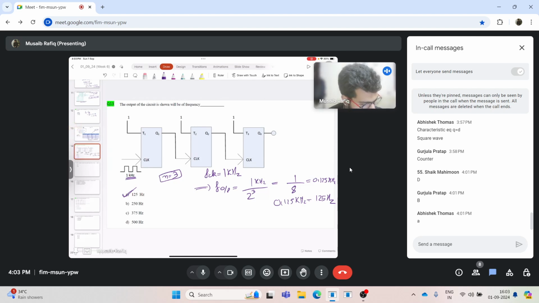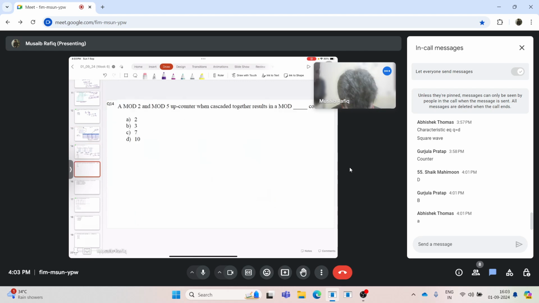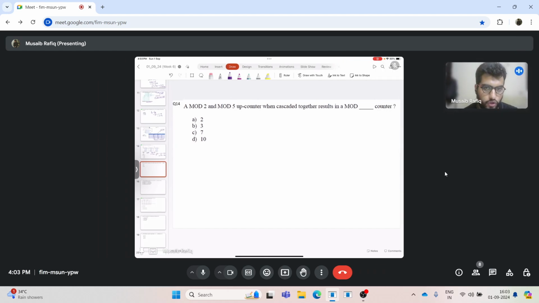Now, coming to question number 14 of today's live session, it says that a mod 2 and a mod 5 up counter when cascaded together results in a mod dash counter. So anyone, what will it result to?